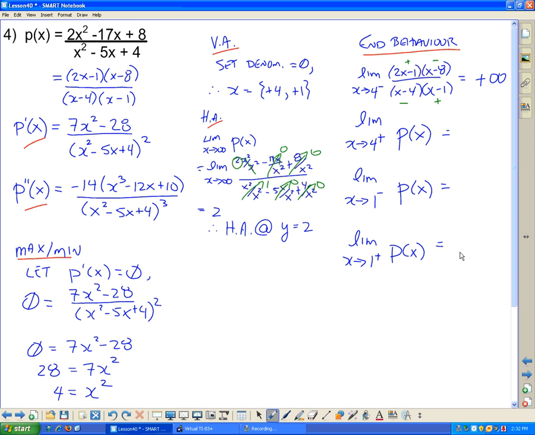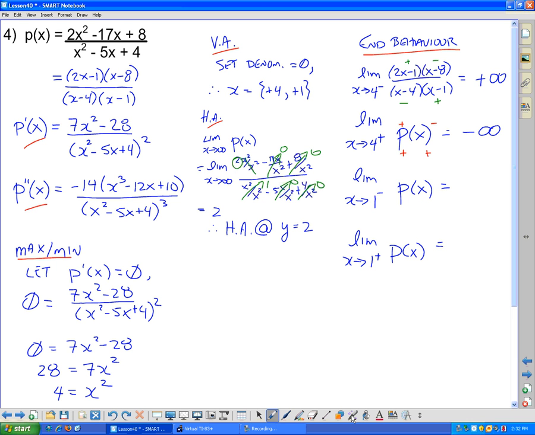So now, looking at the limit as we approach 4 from the positive side, we're putting in a number bigger than 4, so let's put a 5 in. So it'd be positive for the first bracket, negative for the second one, positive, and positive. So negative infinity.